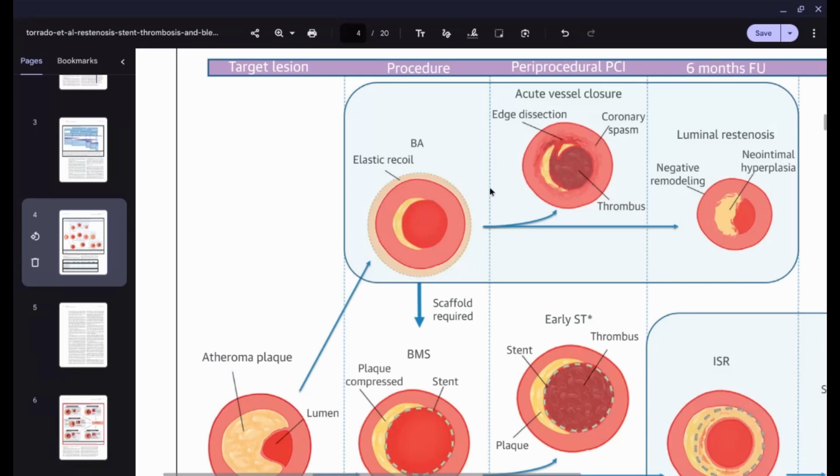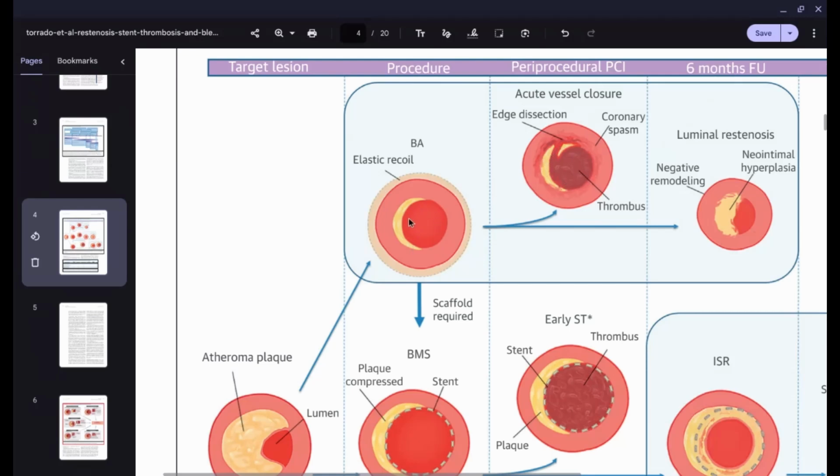Two things can happen because of that. Either there is an acute vessel closure: soon after removing the balloon, the thing closes. There is again stenosis, restenosis, or eventually there is plaque rupture and thrombus formation. So following balloon angioplasty, typically there is restenosis, or the plaque ruptures and there is thrombus formation.